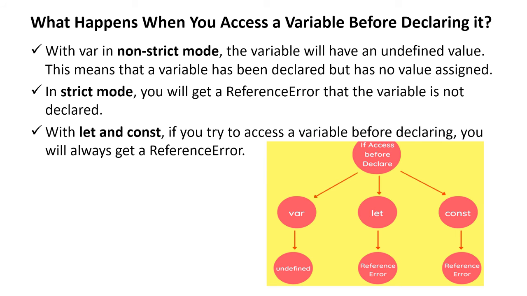What happens when you access a variable before declaring it? With var in non-strict mode, the variable will have an undefined value. This means that a variable has been declared but has no value assigned. In strict mode, you will get a reference error that the variable is not declared. With let and const, if you try to access a variable before declaring it, you will always get a reference error.